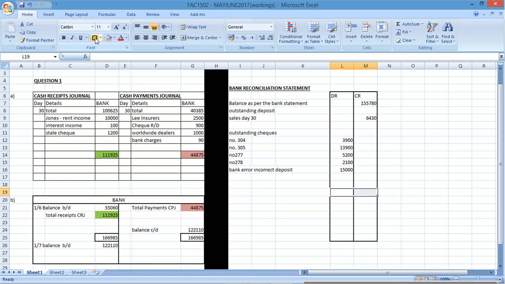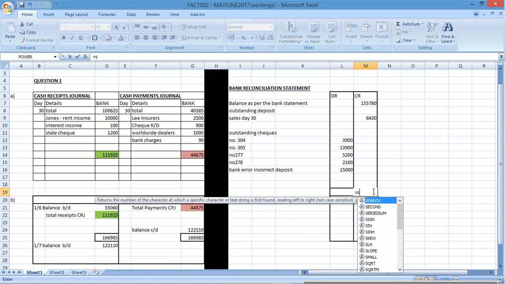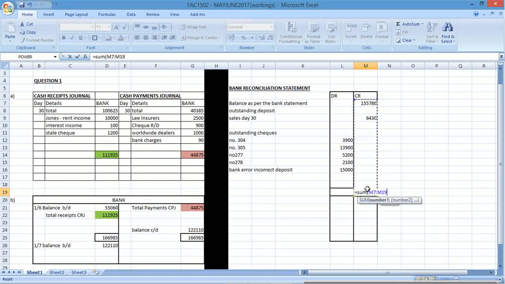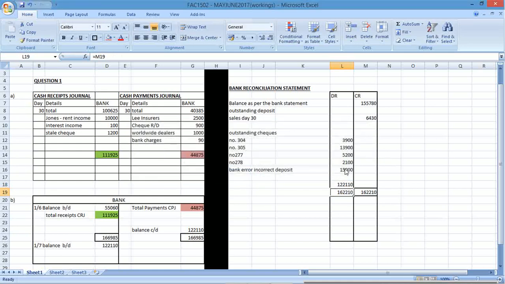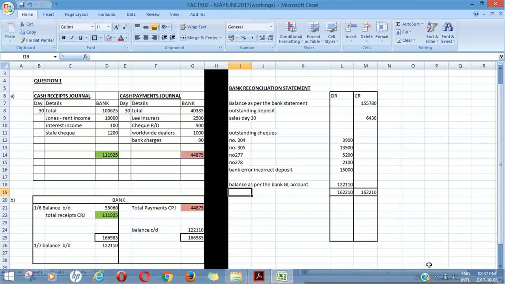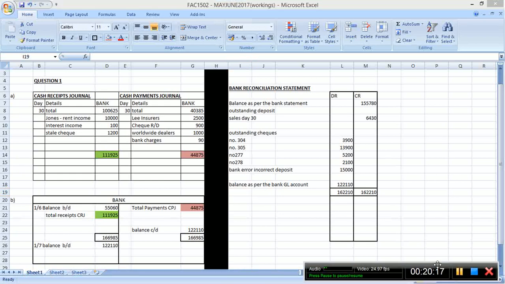Okay, so if all goes well, this should balance. If it doesn't, there's a problem. We need to go back and check. If it does, great, then you move on to the next question and you know you got full marks for that one. Okay, so add up all of that. That side's bigger, so this minus the sum of all of these figures gives me hopefully the same thing. Yes. Okay, so balance as per the bank general ledger account. Right, 24 marks. How long did that take? That took 20 minutes.